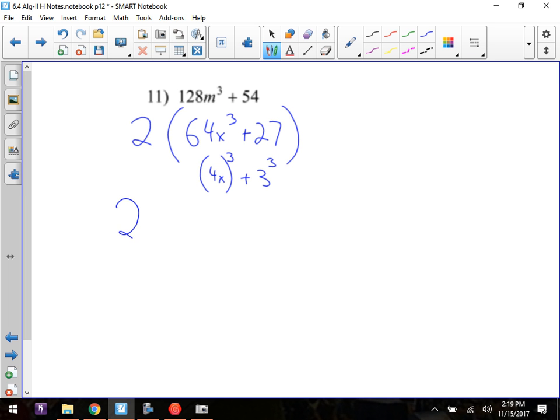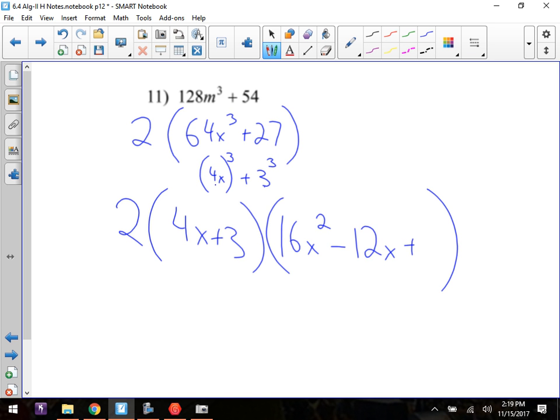So if I factor this completely, I'm going to get 4x plus 3 times the quantity 4x quantity squared, 16x squared, 3 times 4 is minus 12x plus 9. And that would be factored fully, because you cannot factor that second trinomial piece without falling into a vortex of death. Yes, sir.